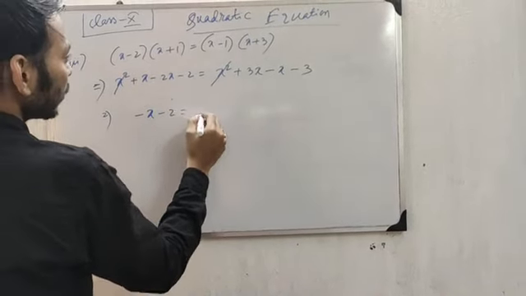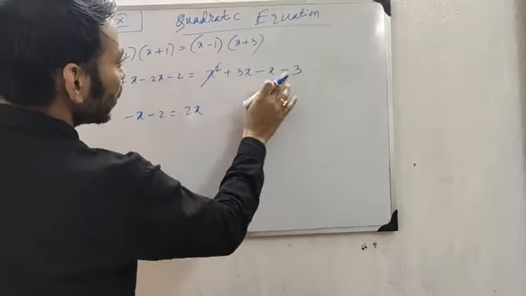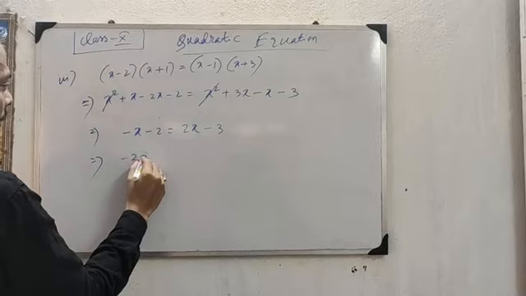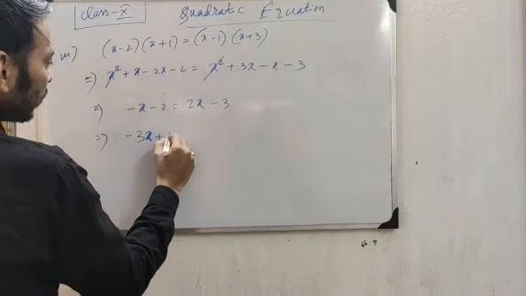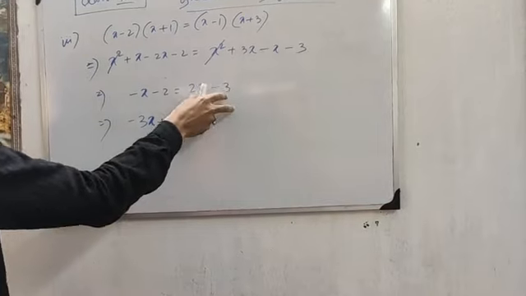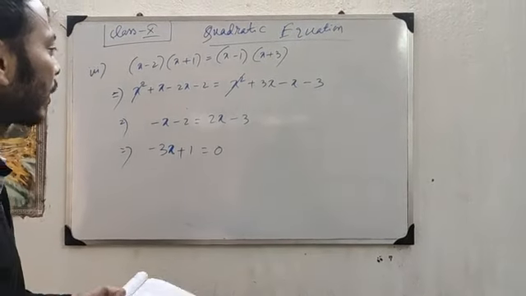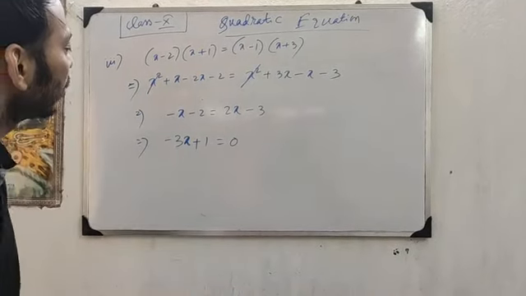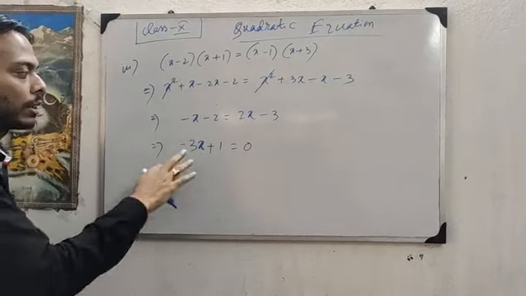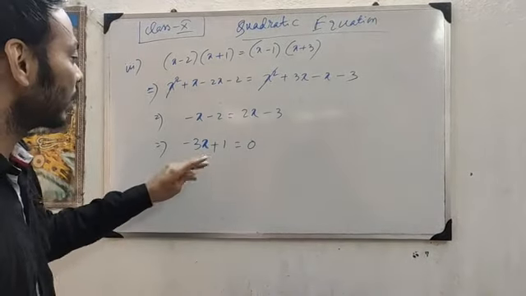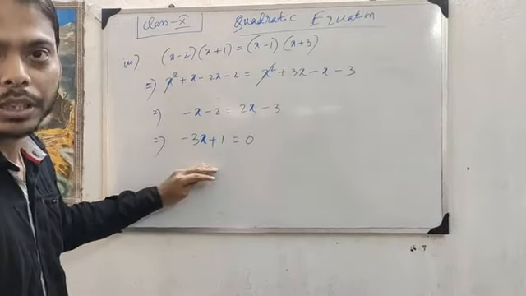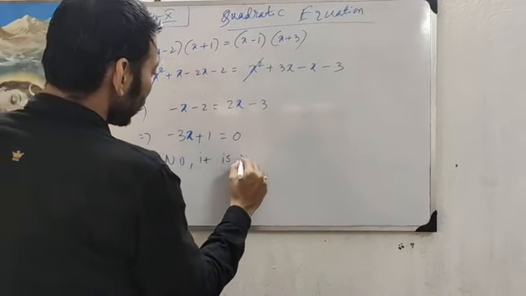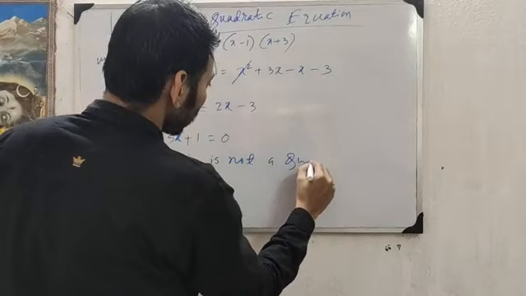Here the term x² is cancelled out from both sides and we get −x − 2 = 2x − 3, implies −3x + 1 = 0. Whenever the terms of the RHS are put on the LHS, the sign changes, so we get −3x + 1 = 0. You can see that in this equation the term x² is not present. Only the terms including x are present. So this is a linear equation, not a quadratic equation. So no, it is not a quadratic equation.